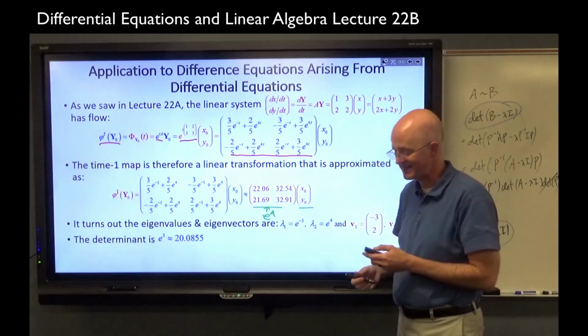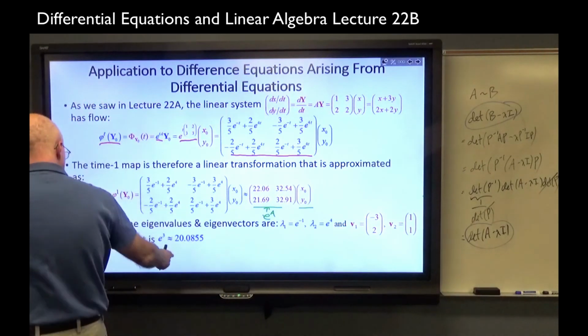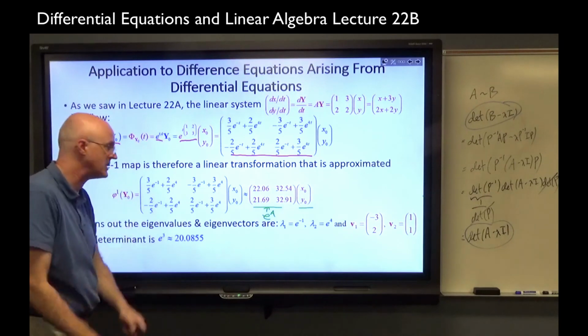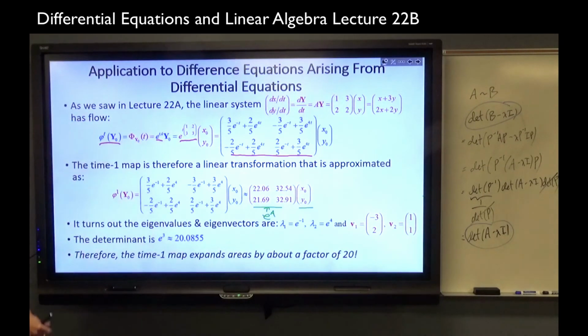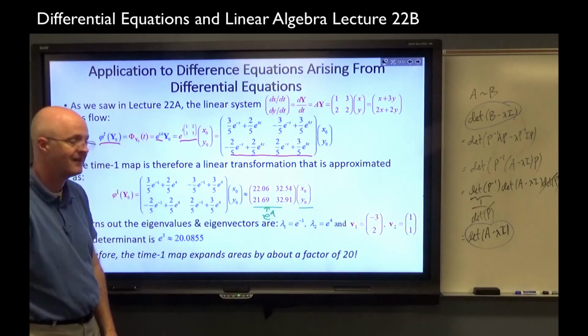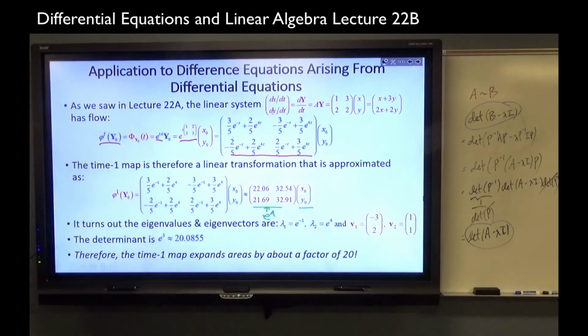Okay, it's easy to get that mixed up. The determinant is e to the negative 1 times e to the 4th, which is e cubed, which is about 20. And then thinking back to geometric interpretations of determinants, that means the time 1 map, this linear transformation here, expands areas by about a factor close to 20. Interesting. Let's illustrate that with Mathematica, and that will be the end of lecture B then.